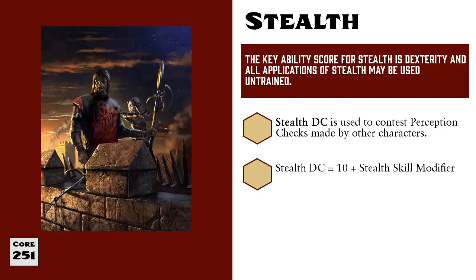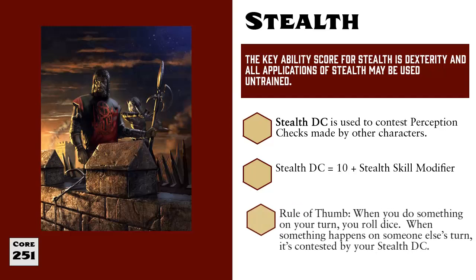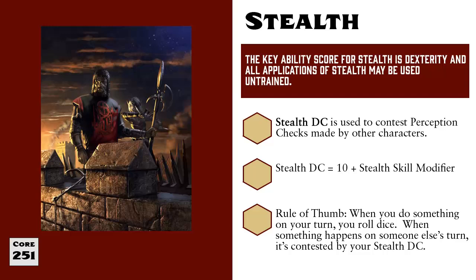The key to remember when deciding if you should make a stealth roll or use your stealth DC is you only roll on your turn when you use an action. And when it's not your turn and you're defending against someone else's action, then they compare their roll to your stealth DC. In normal circumstances, there would not be a challenge of rolls where one person rolls their stealth skill and another person rolls their perception.